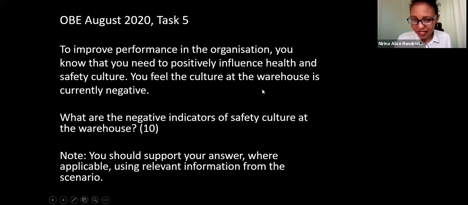So same thing again, the tendency would be to do a quick research first. What do we mean by negative indicator of safety culture? So you can do your research, but at the end of the day, you must support your answer using information from the scenario. By the way, just in brackets, in previous webinars, we said that there are sometimes answers that are really not relevant to the question.